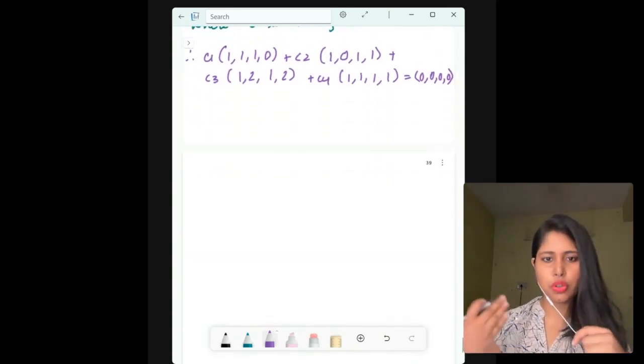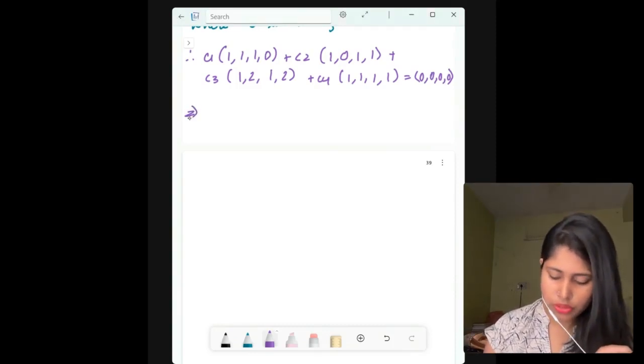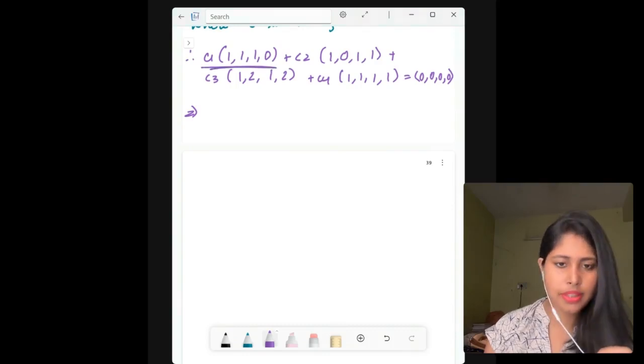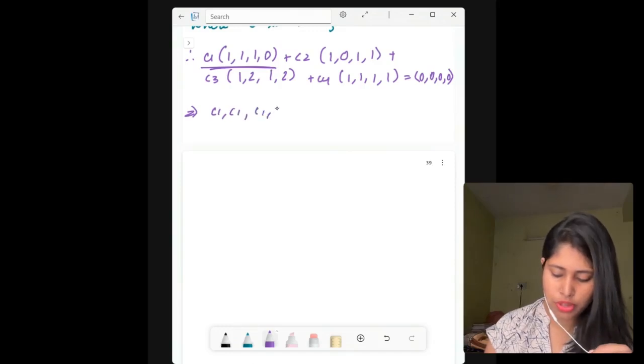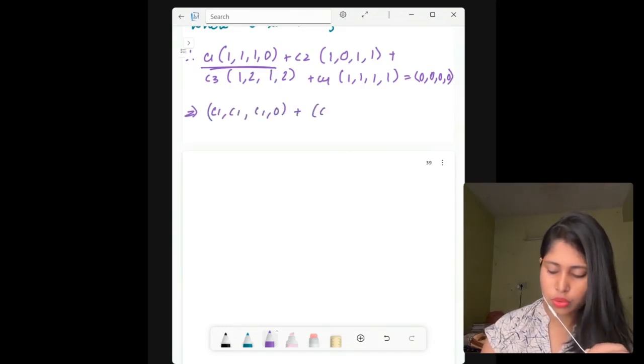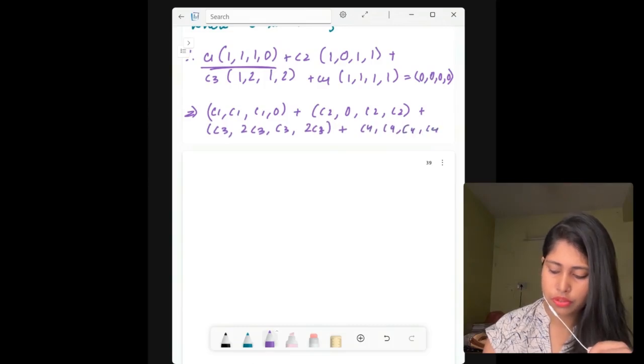Now see, you need to further break it down into equations, right? So let's further break it down: first multiply each scalar with its vector, which is C1 comma C1 comma C1 comma 0 plus C2 comma 0 comma C2 comma C2 plus C3 comma 2C3 comma C3 comma 2C3, and then comes C4 comma C4 comma C4 comma C4, right? All will be equal to 0 comma 0 comma 0 comma 0.